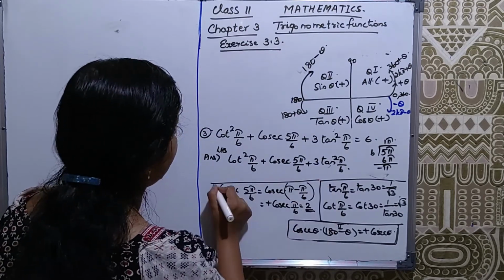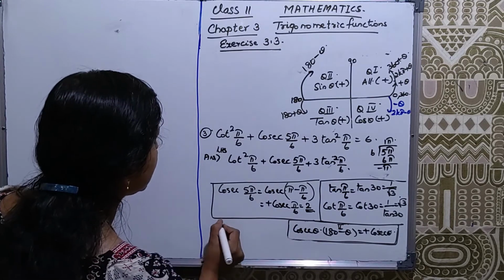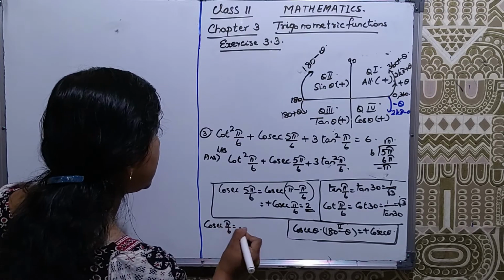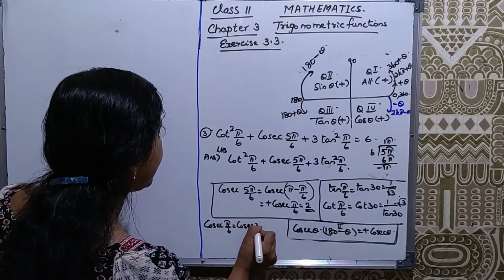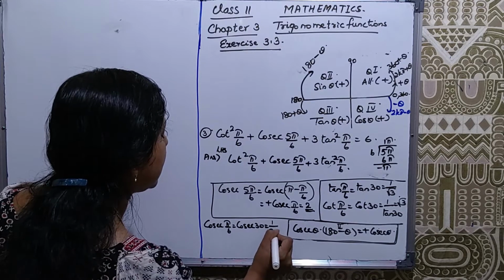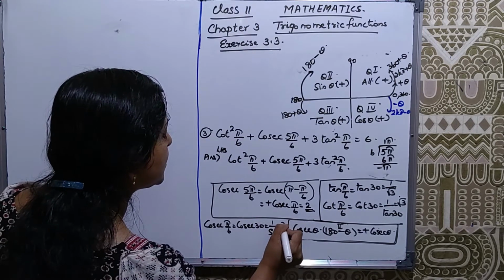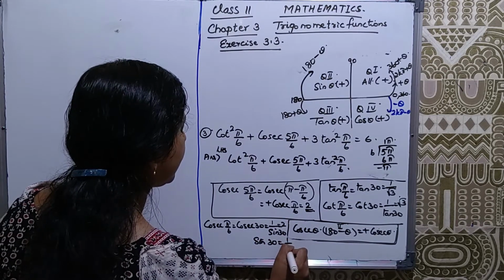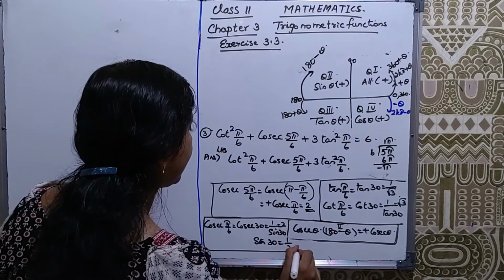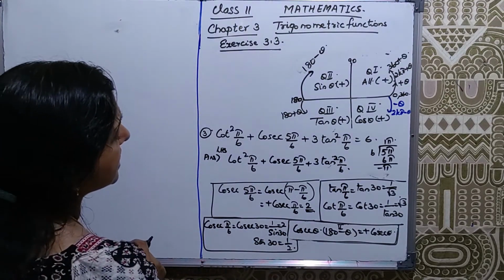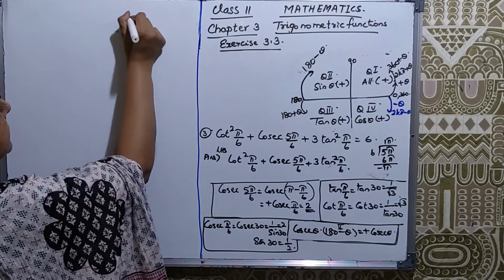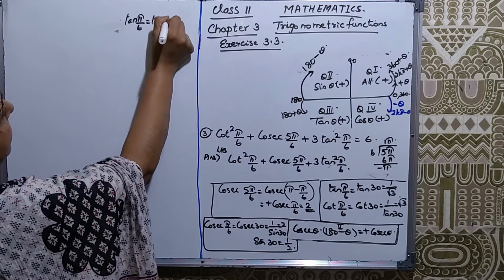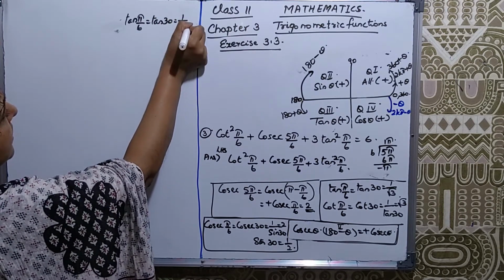I'll write that one. Cosec pi by 6 is cosec 30, which is equal to 1 by sin 30, equal to 2, because sin 30 is half. Now tan 30's value. Tan pi by 6 is equal to tan 30, and tan 30 is 1 by root 3.